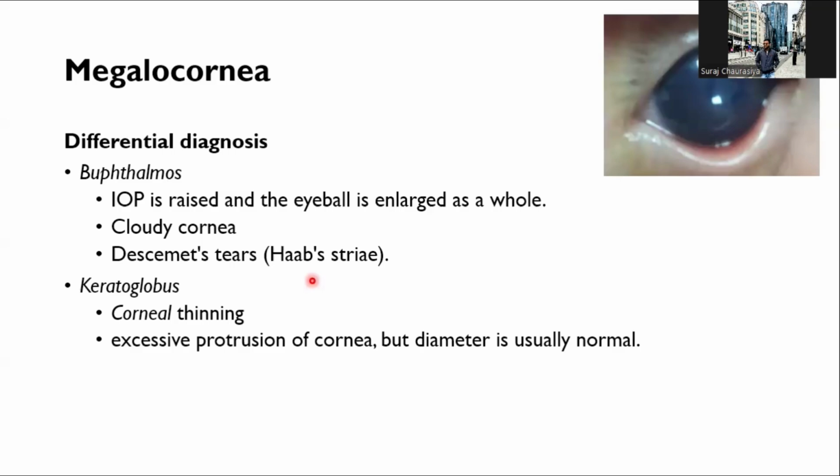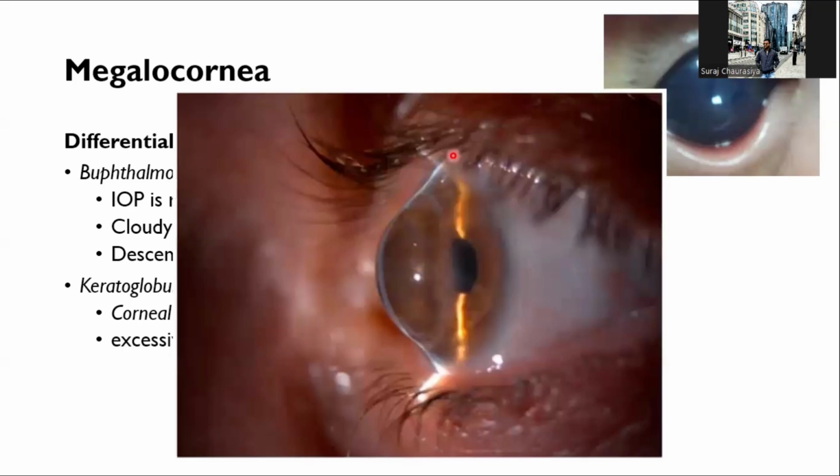In this condition, there is thinning and excessive protrusion of the cornea which seems enlarged, but its diameter is usually normal. You can see in these pictures, there is an overall bulging out of the cornea, and it looks like this is megalocornea, right? But this is not actually megalocornea, because usually the diameter of this cornea is normal, but because of the total bulging of the cornea, it looks like the cornea is larger as compared to normal. But this is the normal cornea.